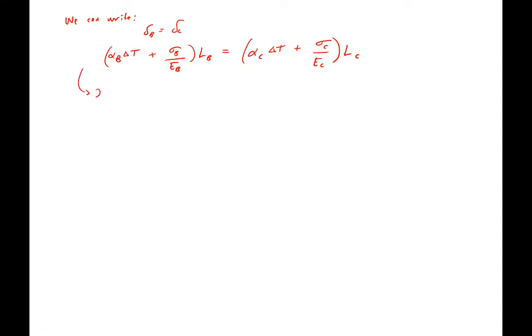However, this is two unknowns and only one equation. Right? We need another equation in order to solve this for both sigma C and sigma B. So our two unknowns here, I should be clear about that, are sigma B and sigma C. All right. So we need another equation.